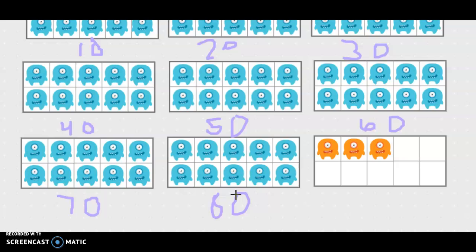And then we can't count by tens anymore because this frame is not full. So we have to count by ones. So we have 80 here. So 81, 82, 83. So our final number is 83.